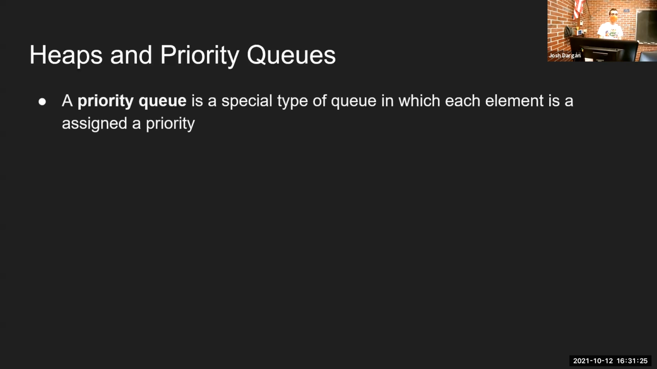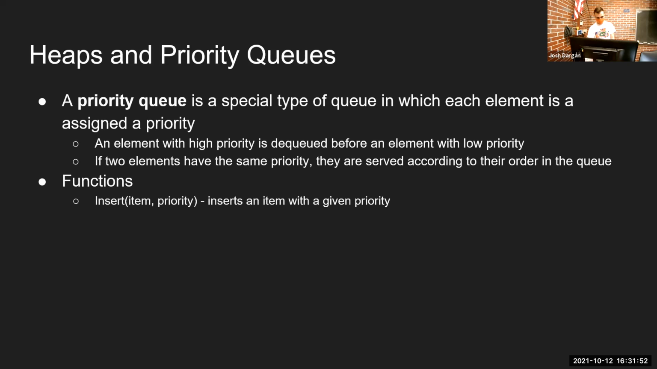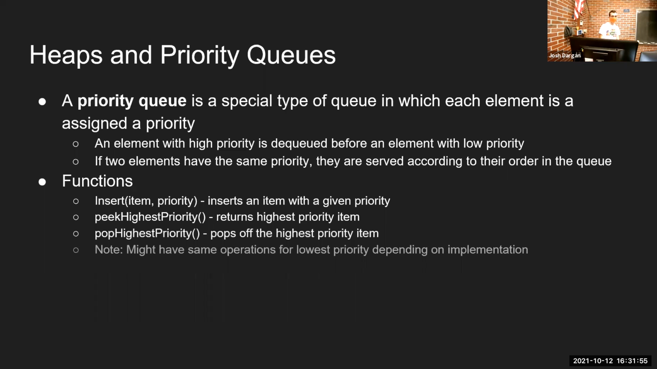Okay. So heaps are a form of priority queue, and a priority queue is a special type of queue where elements have a certain priority, and elements with higher priority are dequeued before elements with lower priority. And if two elements have the same priority, they are served according to the order in which they were added to the queue. So it supports the following functions: insert, peek the highest priority, and pop the highest priority.